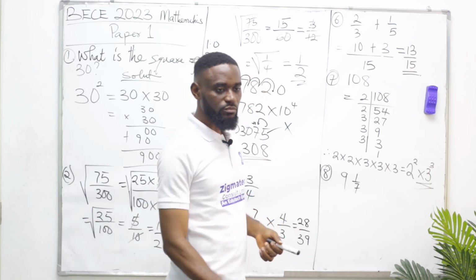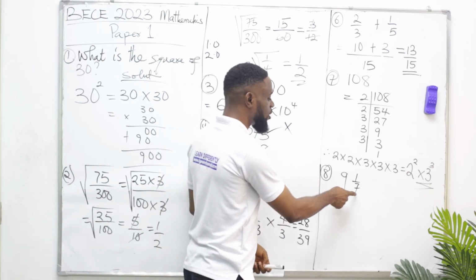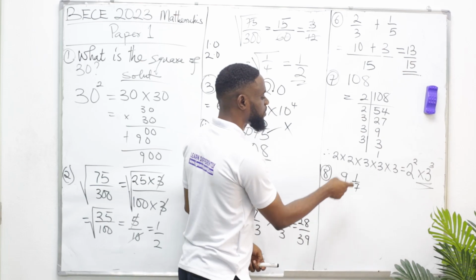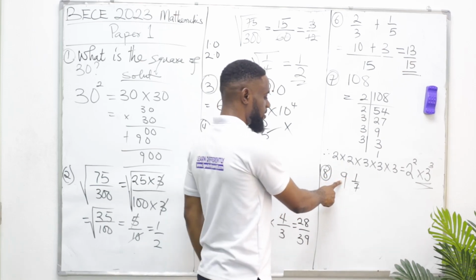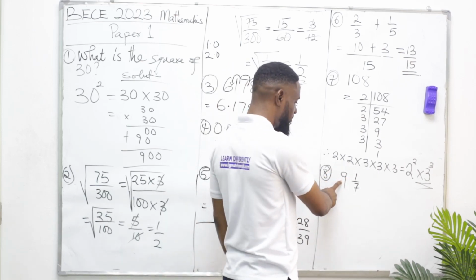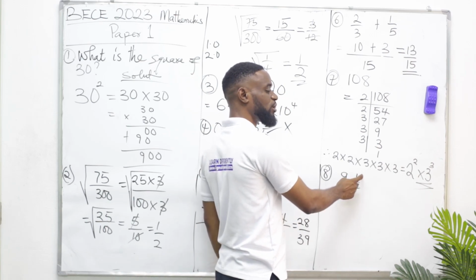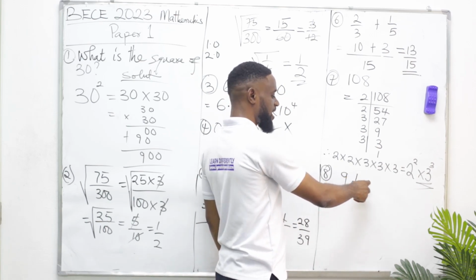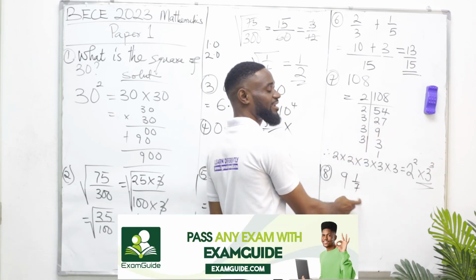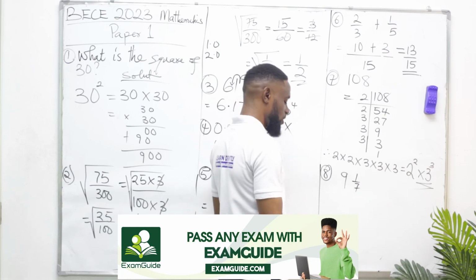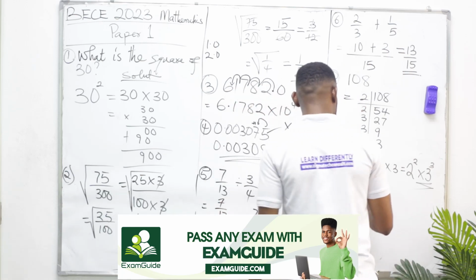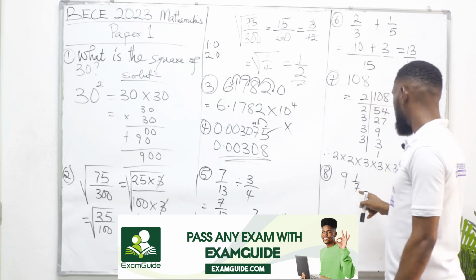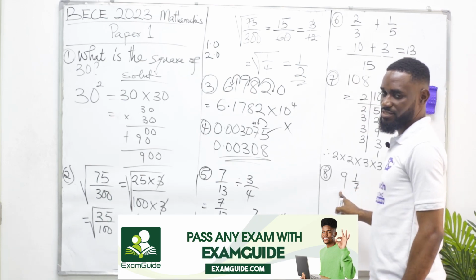So what we do is multiply the denominator by the whole number, then add the answer we get to the numerator. The result is then divided by the denominator. Okay, so let's go. If we go to 7 times 9, 7 times 9.